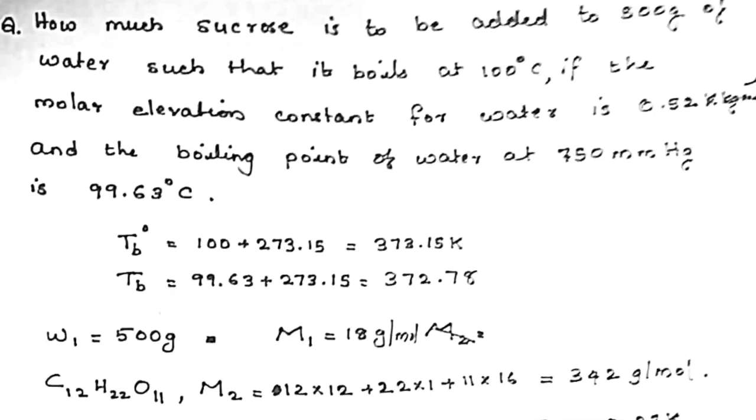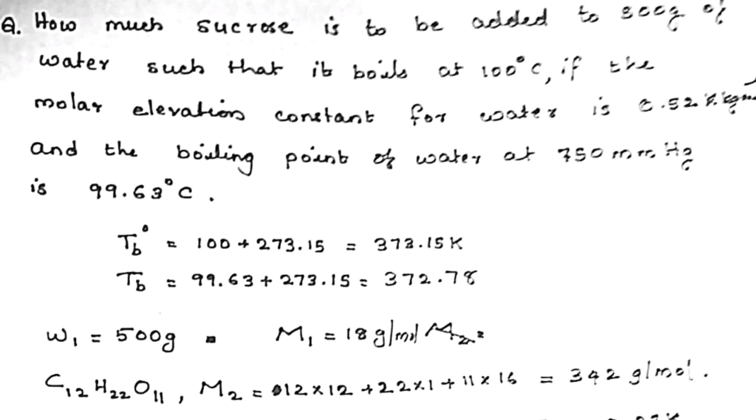Water boils, here the solvent is water, and we know that water boils at 100 degrees Celsius, it is given here. So TB0, that is the boiling point of pure solvent, is equal to 100 degrees, and we have to convert that into the Kelvin scale, that is add 273.15. So you are getting 373.15 Kelvin as TB0. And the boiling point of water at 750 millimeters of mercury is 99.63 degrees Celsius, also given, that is TB, the boiling point of the solution.